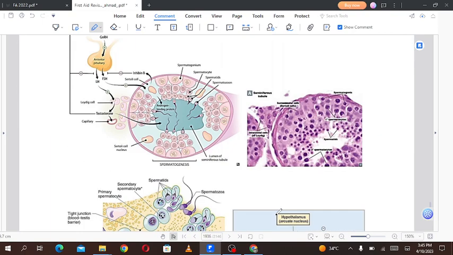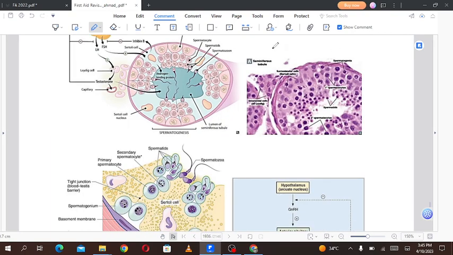Now we have this picture. We discussed that. Now this is a cross section of the seminiferous tubule, and these are the Sertoli cells, like the ones with the pale nucleus, I guess. The spermatogonia are over here, and these are primary spermatocytes, then spermatids. Okay, and secondary spermatocytes over there.